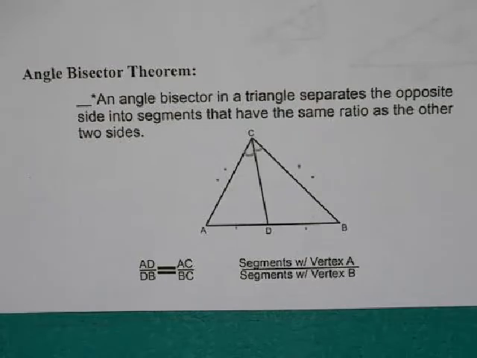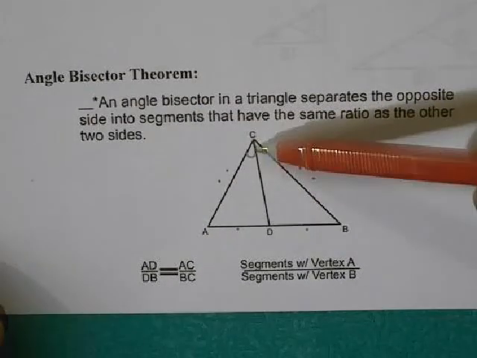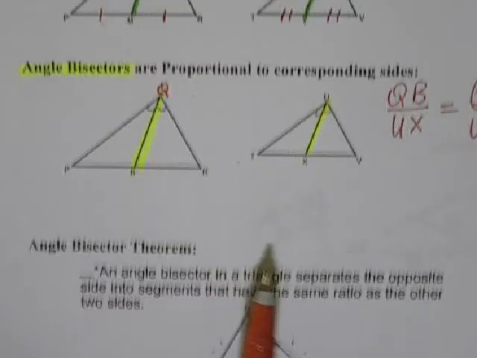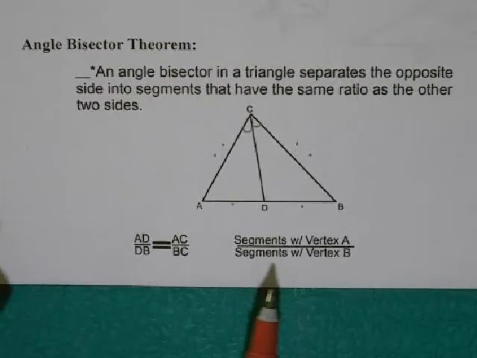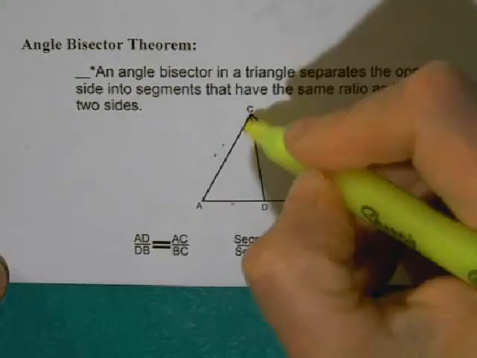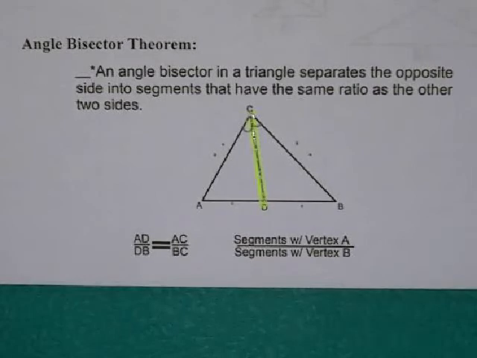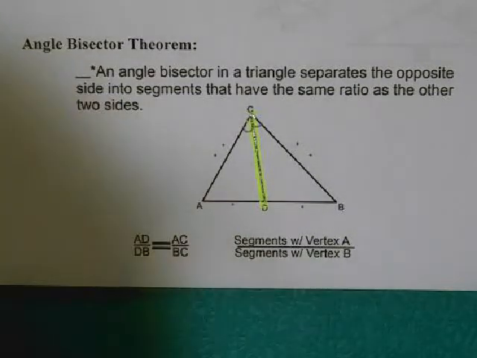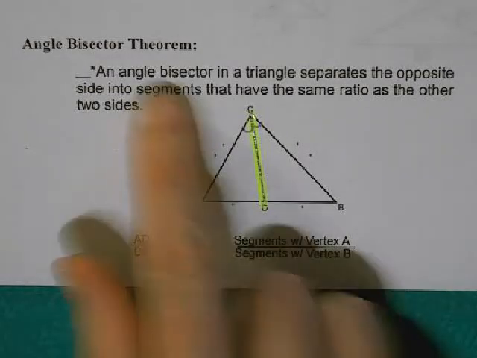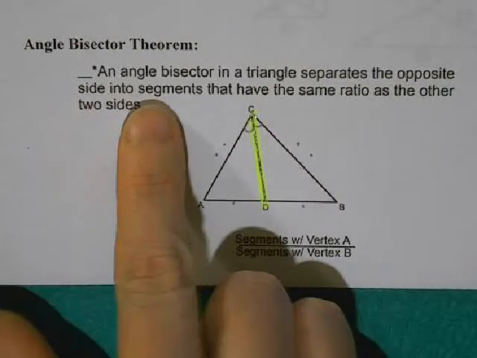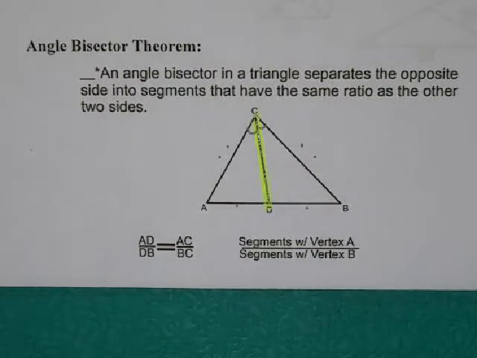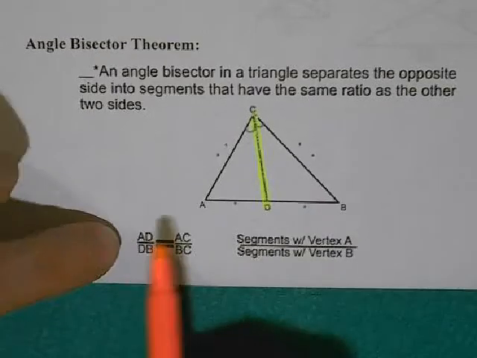Angle bisectors have another special property. So not only is this angle bisector going to be proportional to corresponding sides in separate triangles, they also have a special property within one triangle itself. As you can see here, we have an angle bisector, CD. That's our angle bisector. And what it does is it separates the opposite side into two segments. It says an angle bisector in a triangle separates the opposite side into segments that have the same ratio as the other two sides.